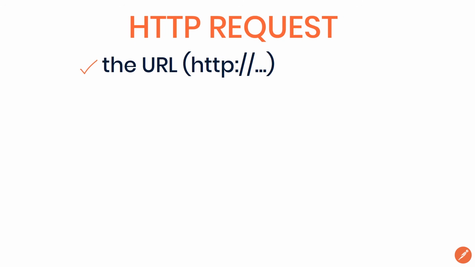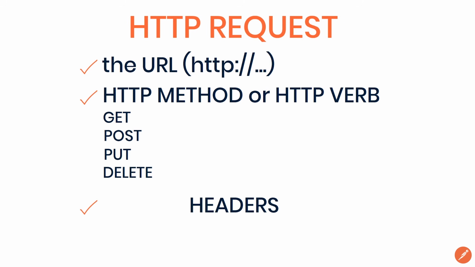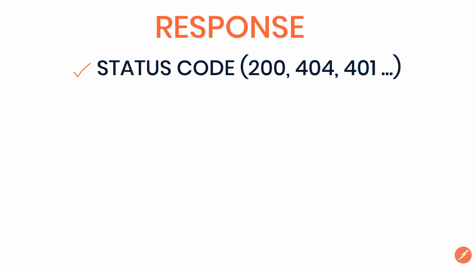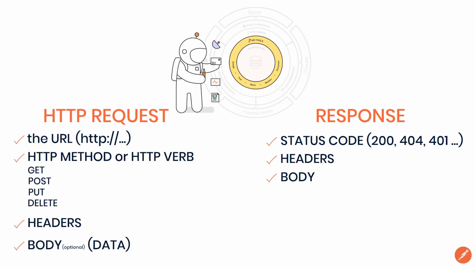So just to recap, the request contains the URL, an HTTP method or HTTP verb like get, post, put, and delete, a list of headers, and optionally a body, which typically contains the data that you're sending to the API. And also the response, which has a status code 200, 404, 401, a list of headers, and most of the time a body. I hope that this video series gave you a better understanding of what an API is and how you can use one.